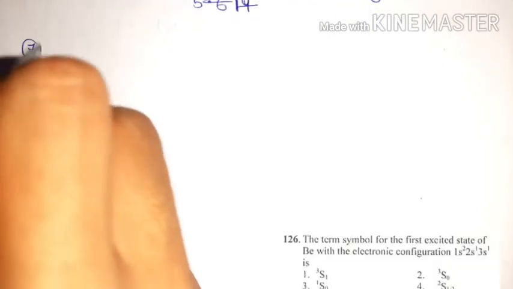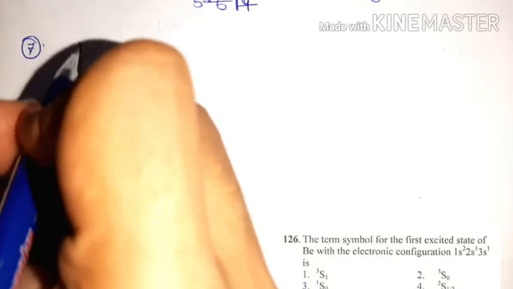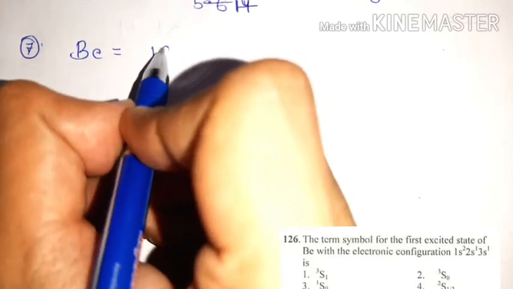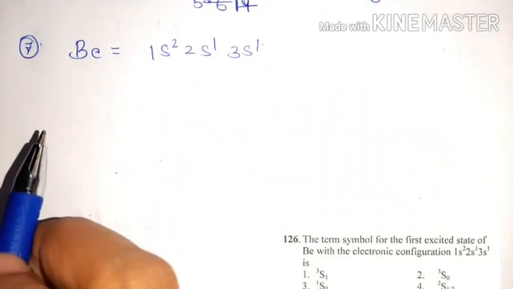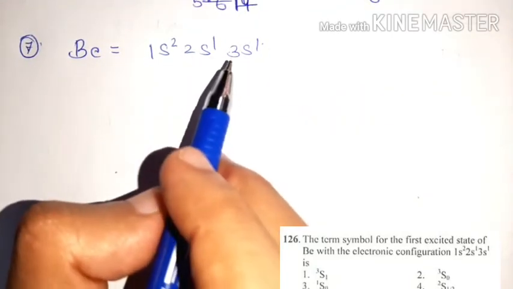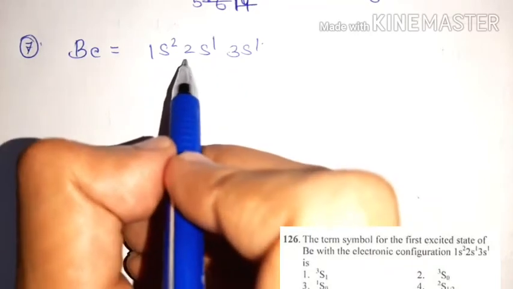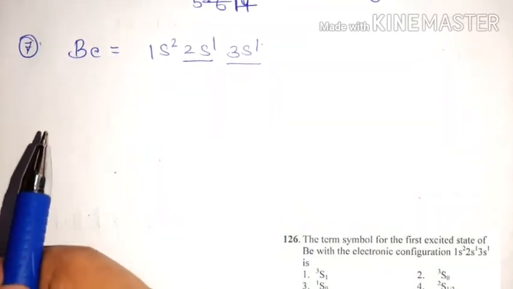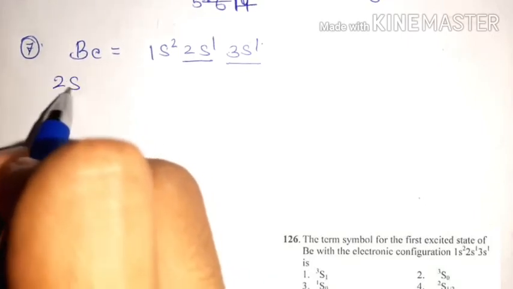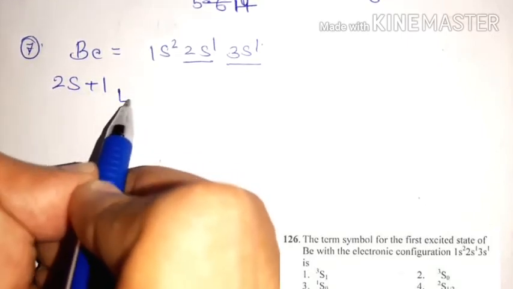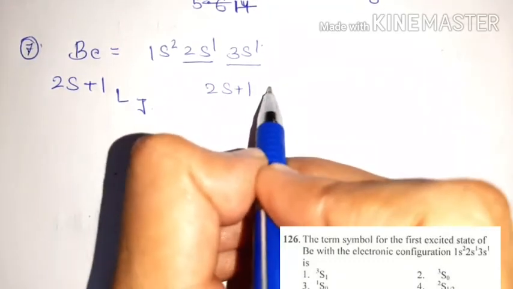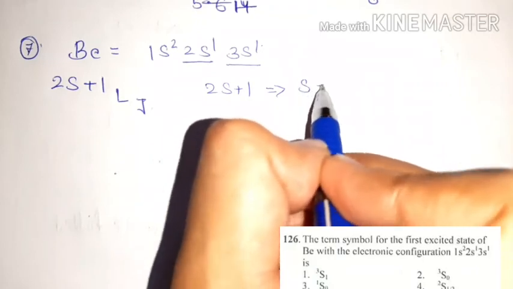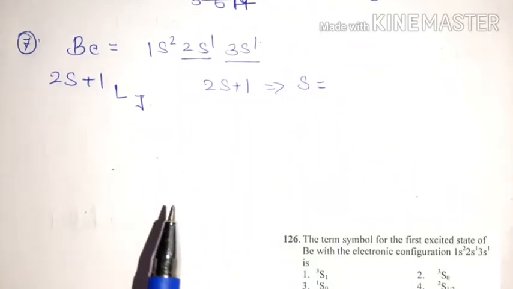This is a 7 number question. So according to our question, we have an electronic configuration that is 1s2, 2s1 and 3s1. Okay, so according to this electronic configuration, we have 1 electron each in the 2s and 3s orbitals. Okay, so the general formula of finding term symbol is 2S plus 1 L J. So first of all, we must find the value of 2S plus 1. And for 2S plus 1, the value of S is the sum of the spins of your total number of unpaired electrons.